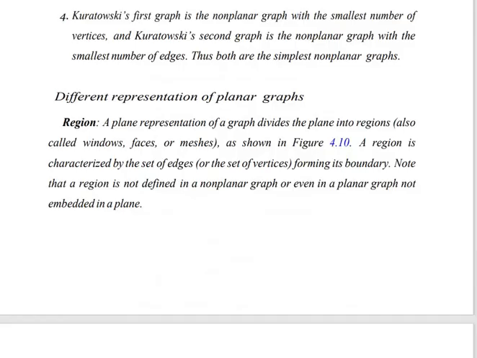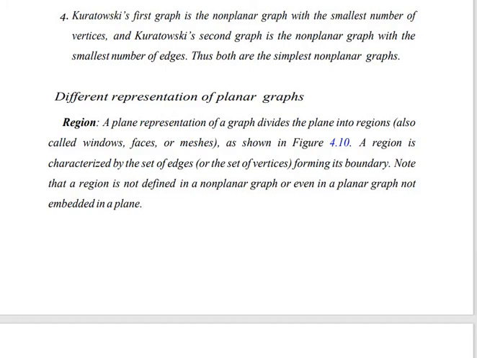The fourth property of Kuratowski's graphs is that the first graph, K5, is the non-planar graph with the smallest number of vertices, and the second graph, K3,3, is the non-planar graph with the smallest number of edges. Thus, both are the simplest non-planar graphs.